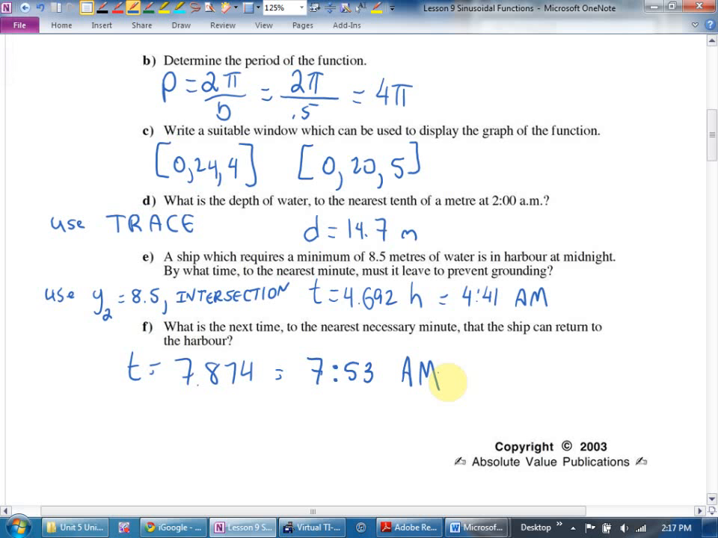I got 753. Actually, I got 752, and I started to round off properly. And I, well, no, wait a minute. It's actually a little bigger than 752, so at 752, it's still scraping the bottom. I better round up, even though mathematically I shouldn't. Situationally here, I better.